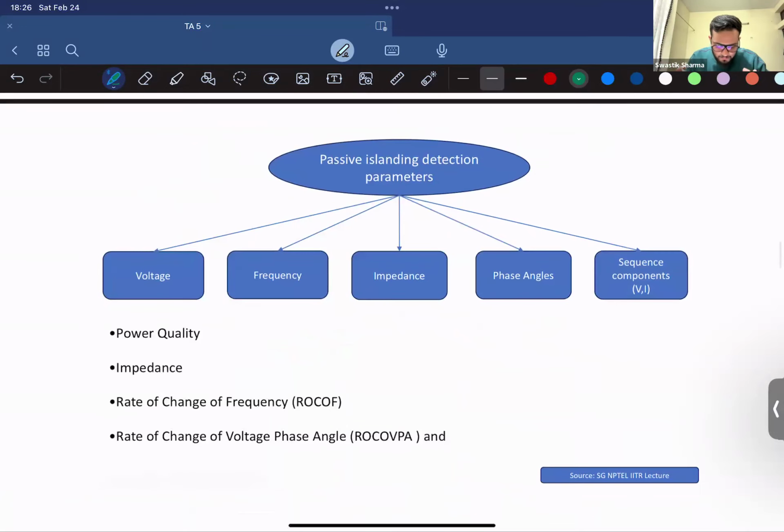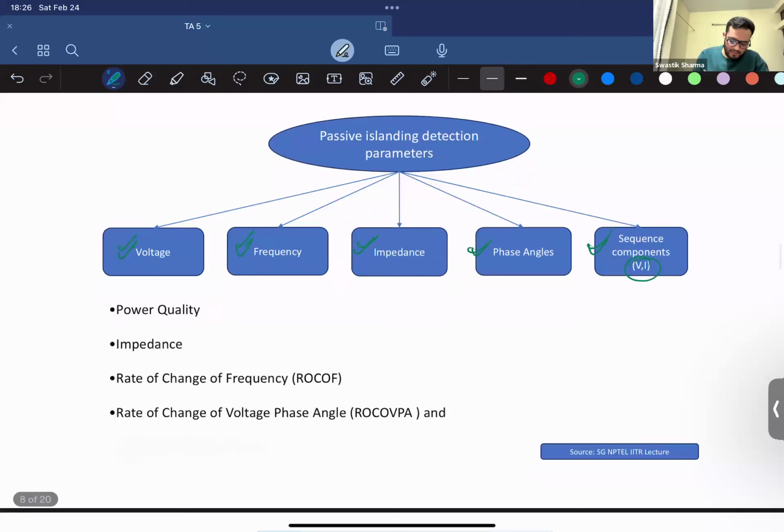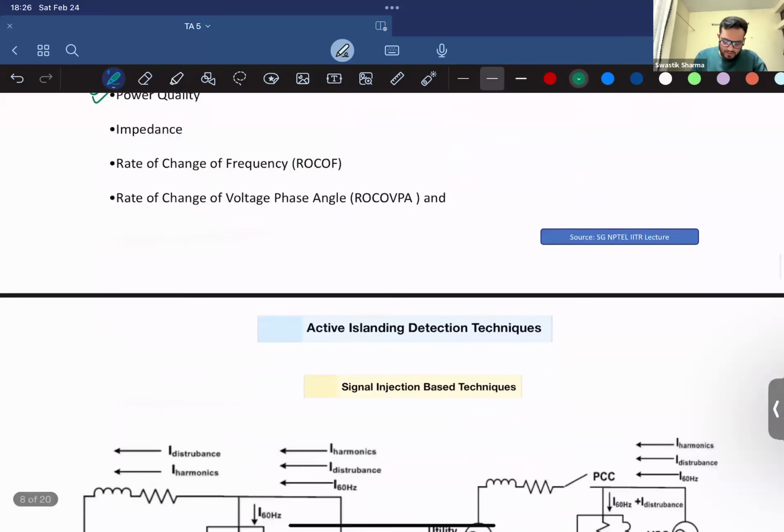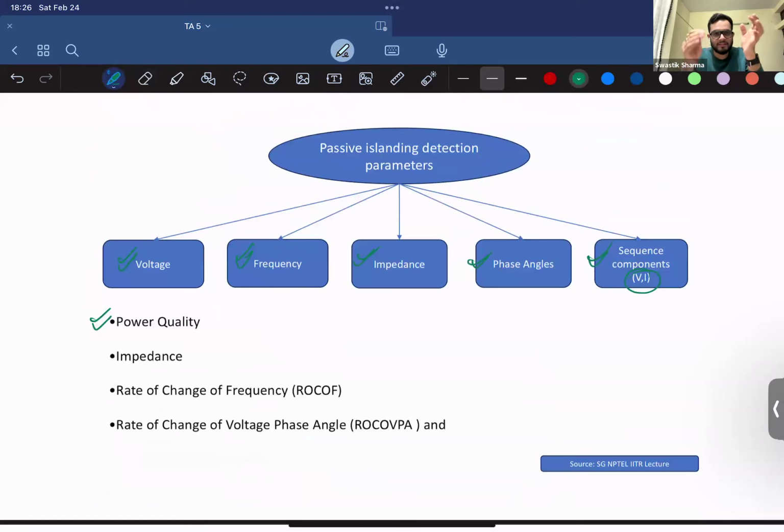First we'll talk about passive islanding detection parameters. We check voltage, as I told you, frequency, impedance, phase angles, and sequence components. We'll discuss more on this. We check these electrical quantities and then tell if islanding has occurred or not. The first islanding detection technique is the power quality based detection technique. In this technique, inverter based DRs work on inverter based DRs.